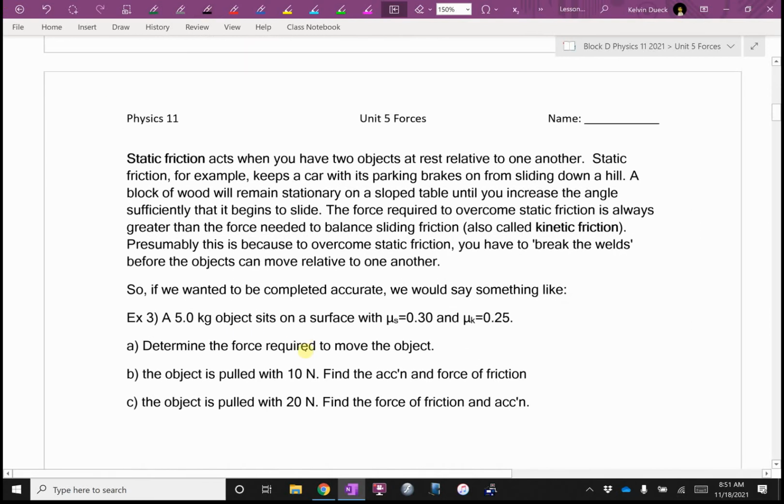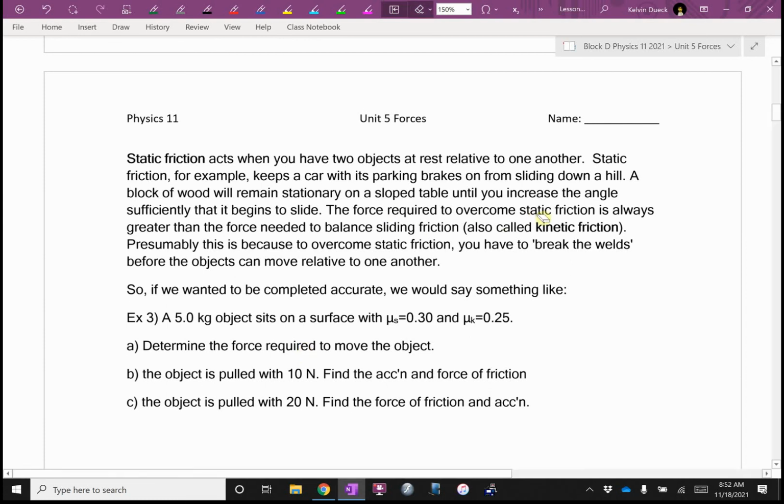So, next page over, static friction acts when you have two objects that are at rest relative to each other. As an example, static friction is what keeps a car with its parking brakes from sliding down the hill. A block of wood will remain stationary on a sloped table because of static friction, at least for a while, as long as it doesn't get too steep. Static friction is what keeps you standing still on a roof, if you're standing on a roof, because you're not moving. Okay?